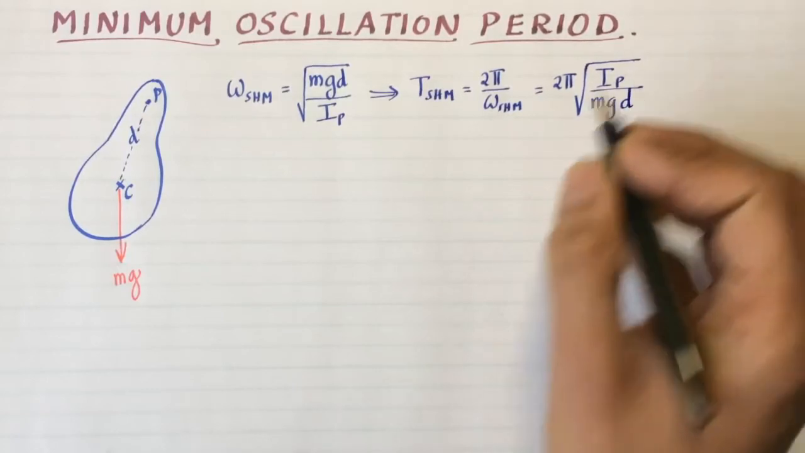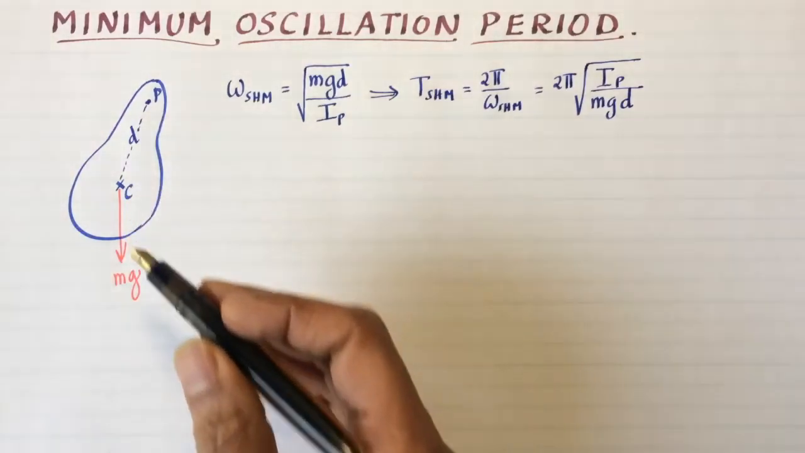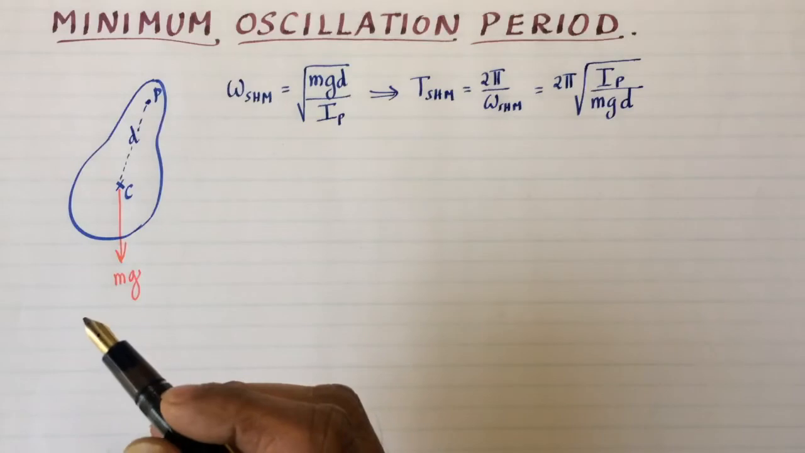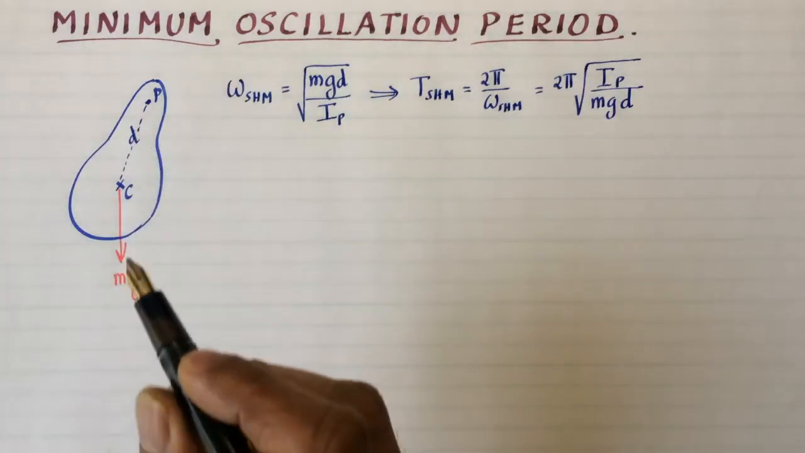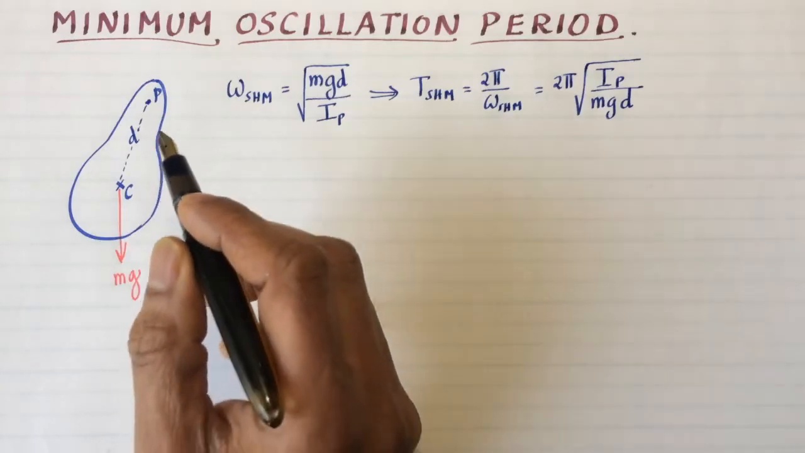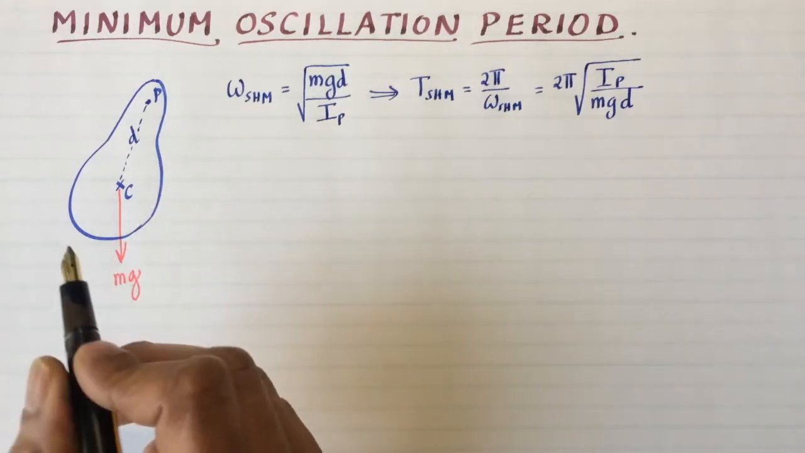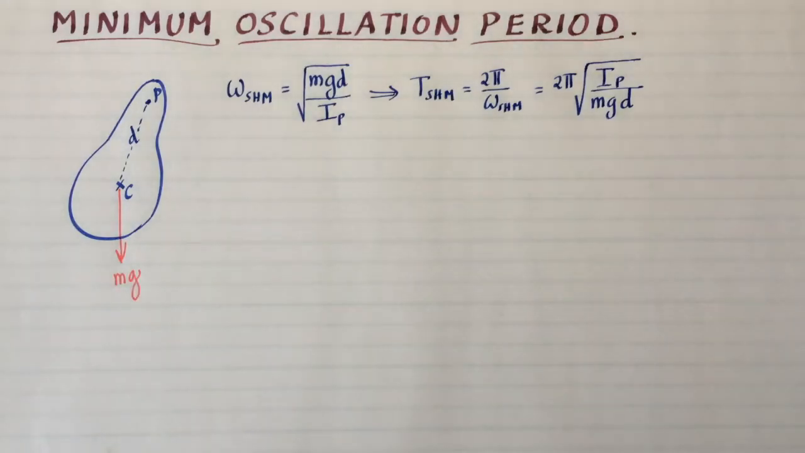Now in this video, I want to ask a slightly different question. Suppose you have a choice as to where to place the pivot. You can drill just one hole in this rigid body, and once you drill that hole and you pivot it, the period of oscillation is the shortest possible. The period is defined as the time taken to go back and forth once. So how do you find the minimum period of oscillation?